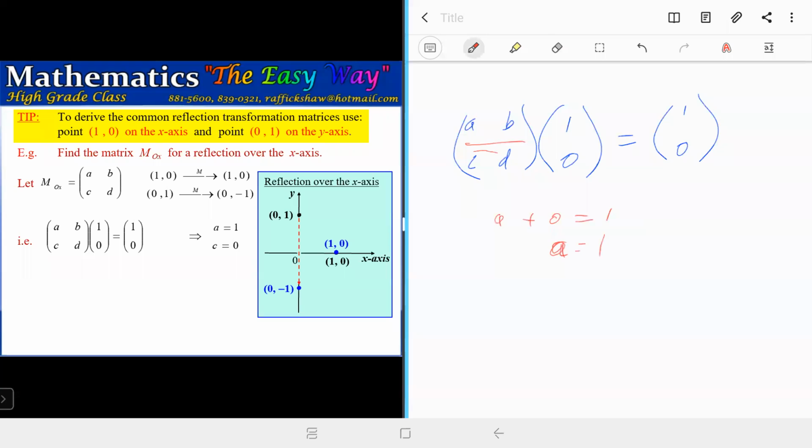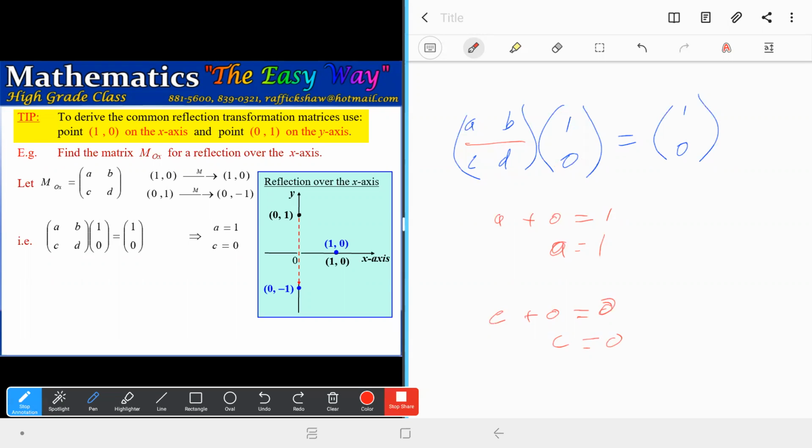And then we know that this row times the column equals this 0. So C times 1 and D times 0 equals 0. So you're going to use that as well. C plus 0 equals 0, so you get C equals 0. See there? C equals 0. So you get those two values.